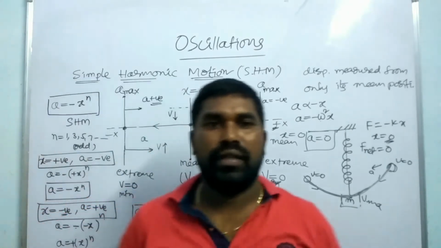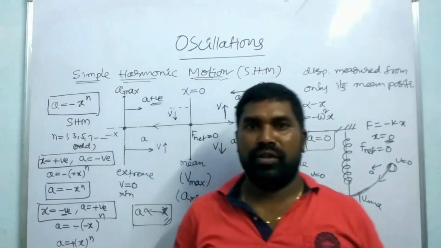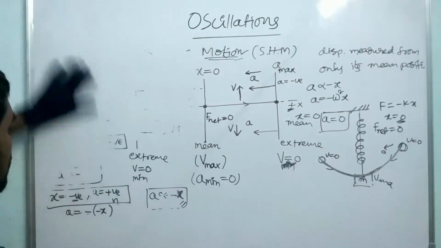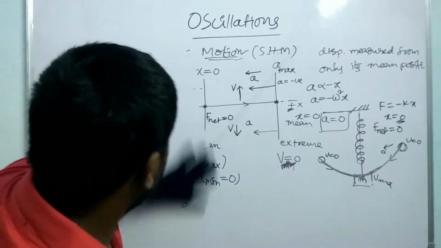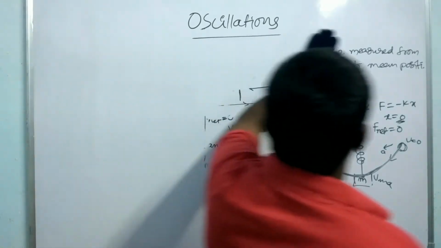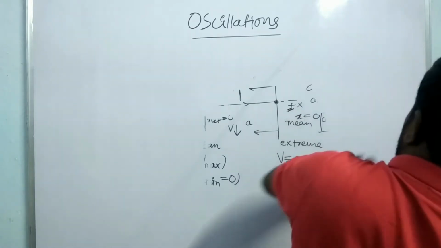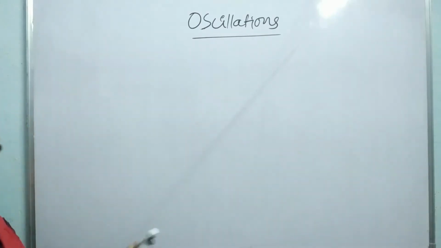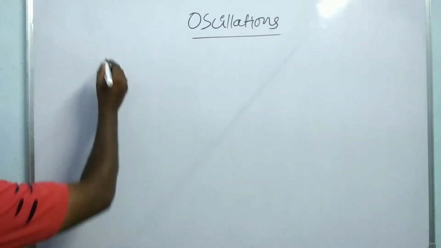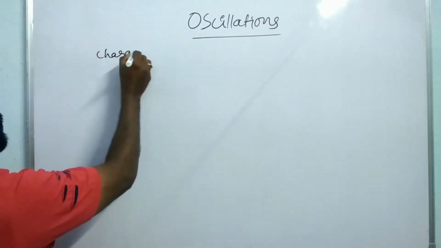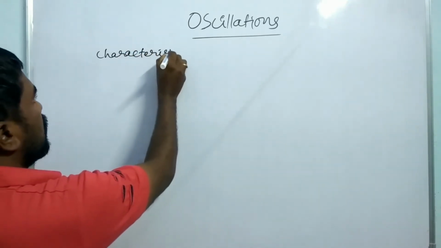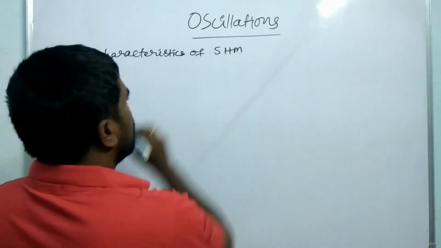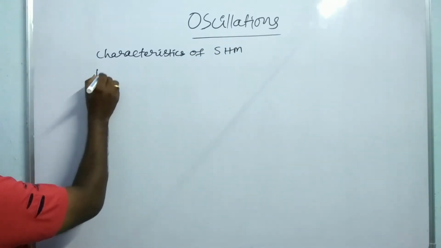Now we have to learn about the characteristics of simple harmonic motion. Okay? Let us see the characteristics of oscillations, the characteristics of simple harmonic motion. So what are the characteristics of simple harmonic motion? There it is. Characteristics of SHM. First one is the displacement.